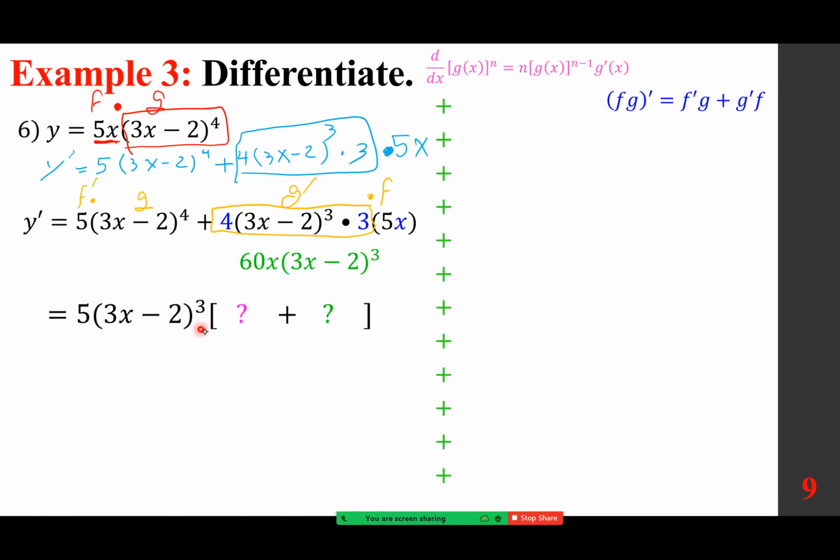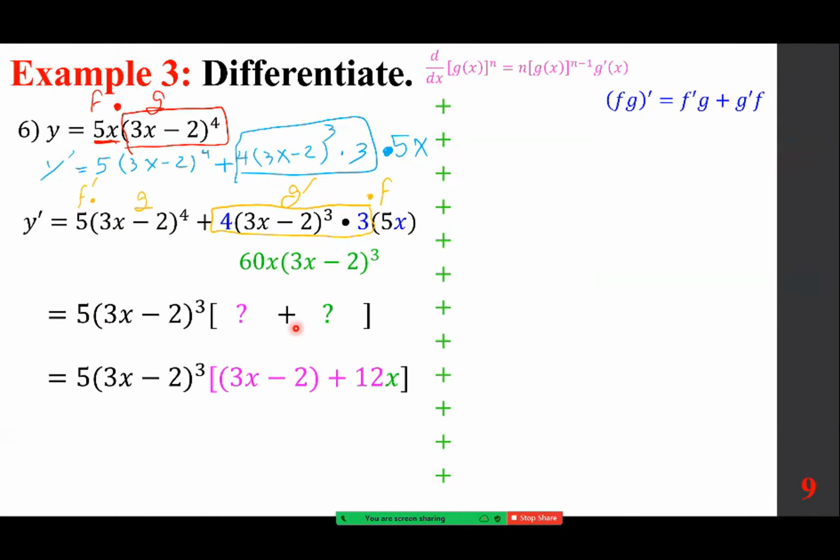This factoring is extremely important. So when I divide this one by this one, it gives me 3x minus 2. When I divide this one by this one, this completely goes away. 60x divided by 5 gives me 12x. Okay, so again, this will give me 3x minus 2, but the second part, 12x. As you can see, 3 and 12, they add up to 15. So we have 15x. And that's the final answer.